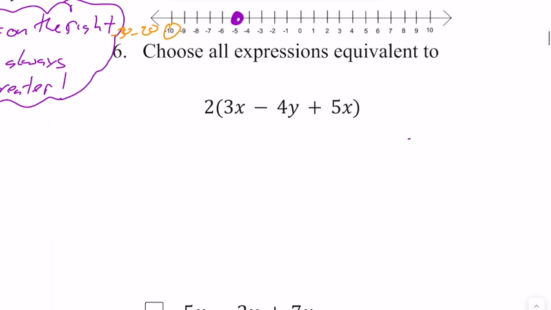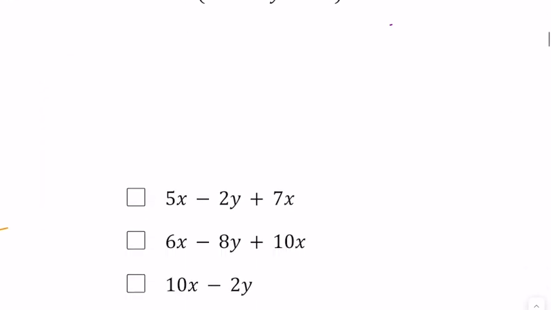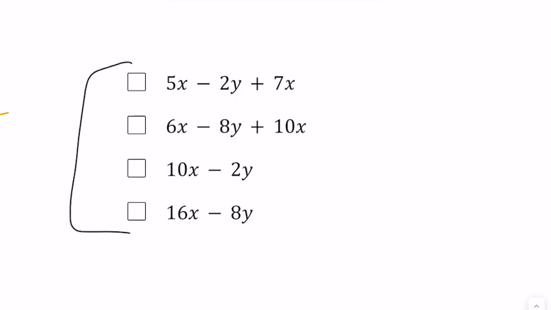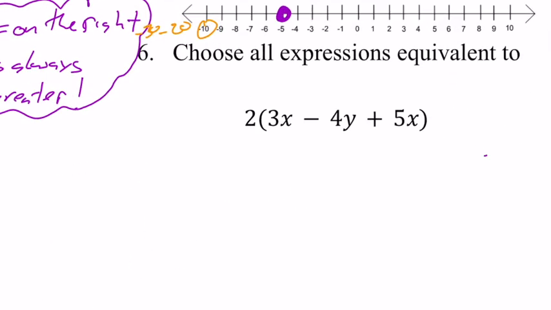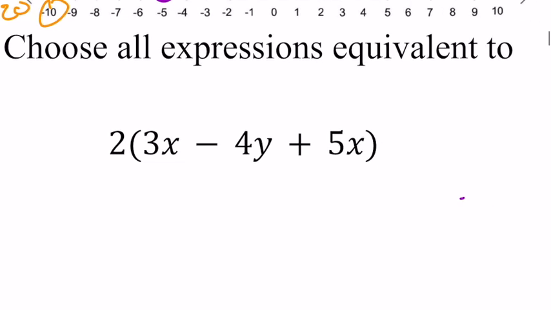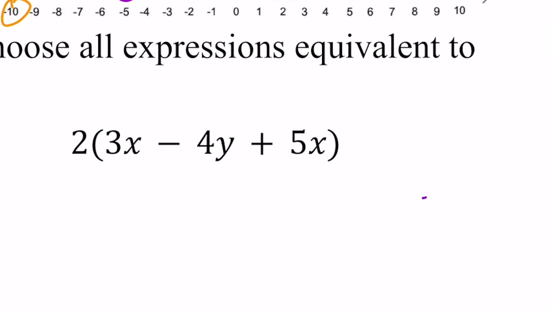Okay. All right, choose all the expressions. Otra vez. So how many do I have? I have 4. So I'm not going to pick 1. I'm going to pick 2 or 3. So choose all expressions equivalent to that one. So what do we know about parentheses? Well, I know when I tell my kids what parentheses means in high school, most of them remember, oh, parentheses means multiply. So let me show you a visual.